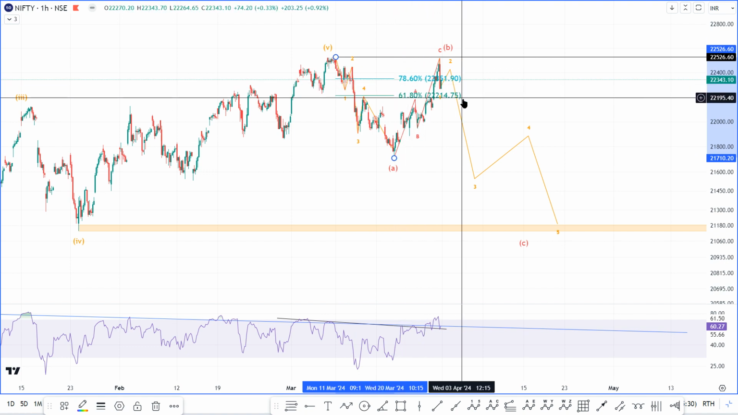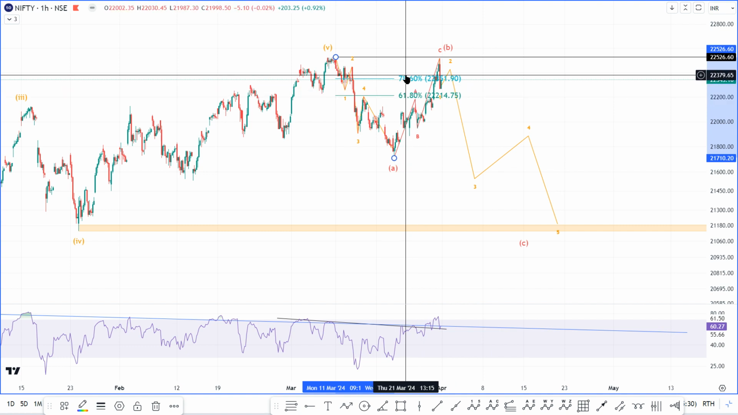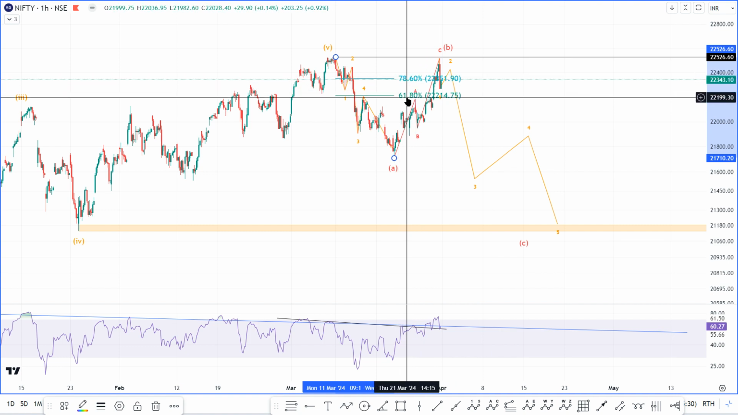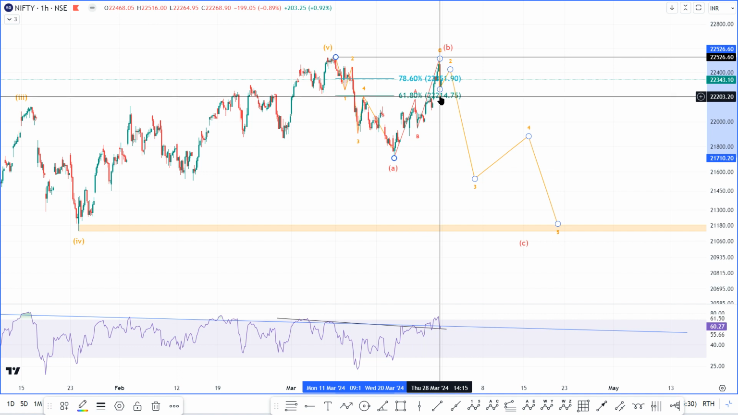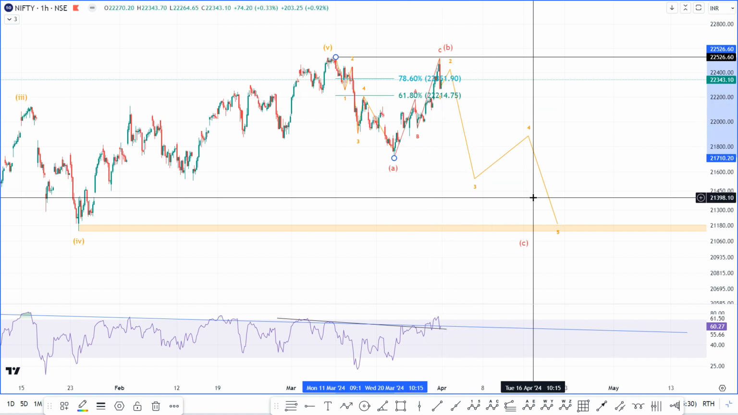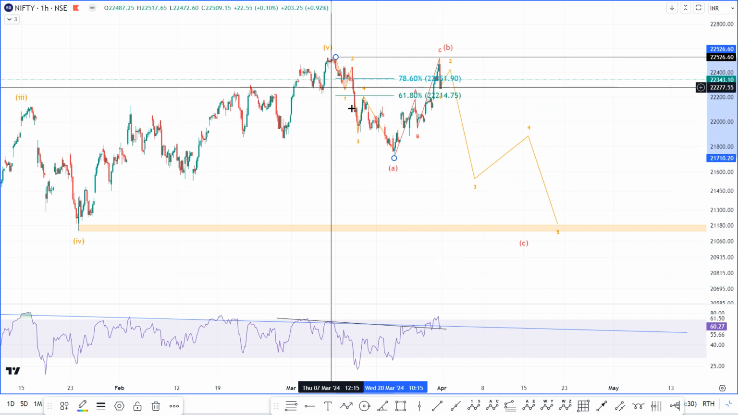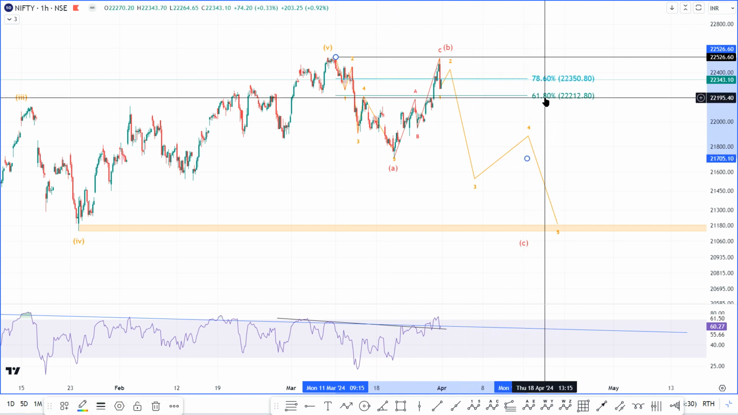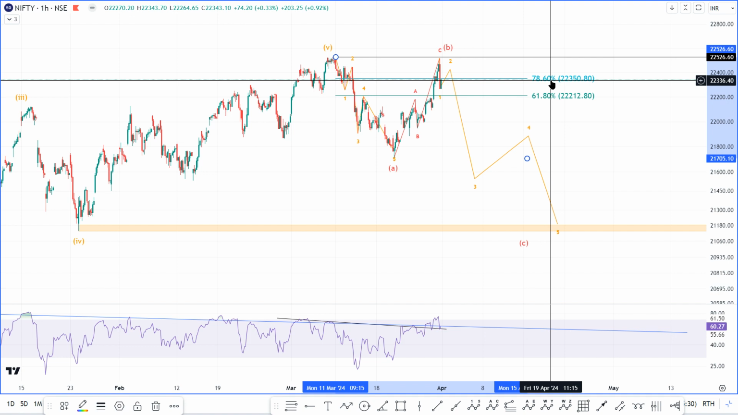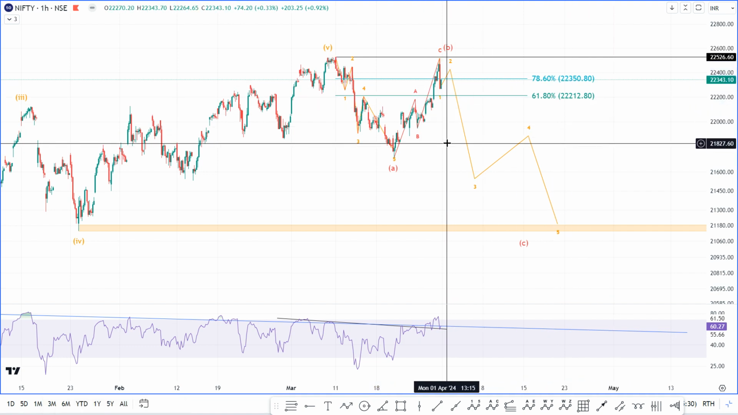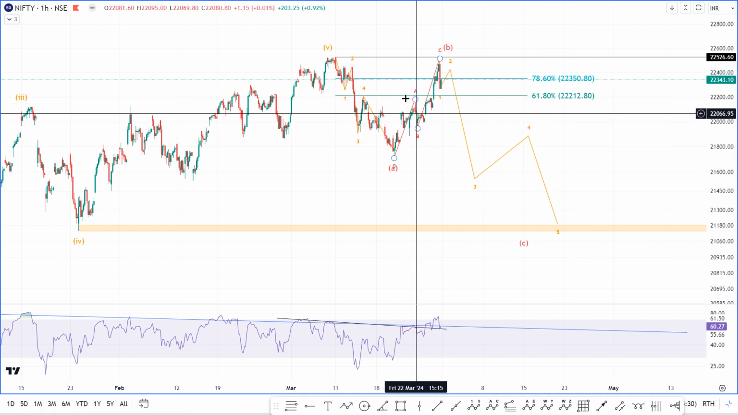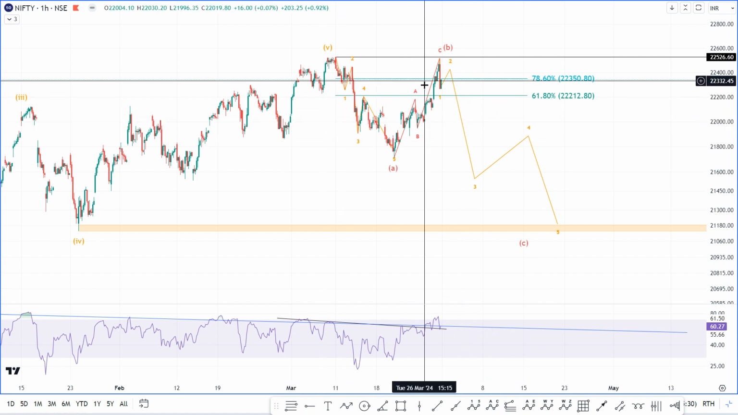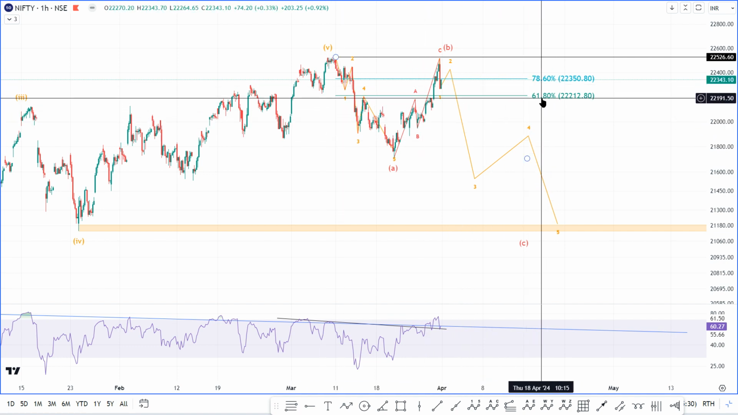It formulates wave C from between 61.8 or 78.6. 78.6 is rare, but it has to turn around from 61.80 to form the wave C. Now in this case, not only has it crossed 61.8, but it has also crossed 78.6. This is a very rare situation where I've seen wave B of a zigzag crossing above 78.6 and 61.8.